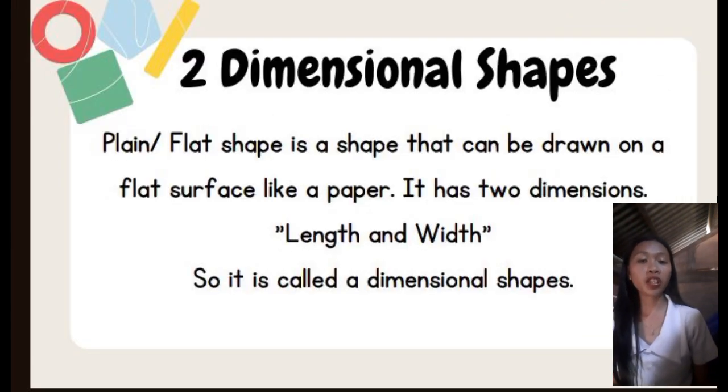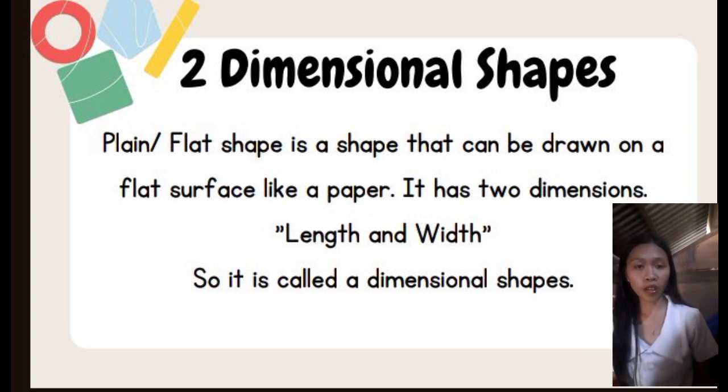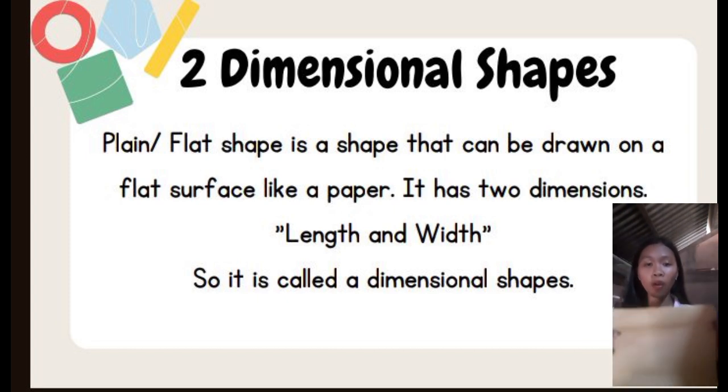A two-dimensional shape is a flat shape that can be drawn on a flat surface, like a paper, and it has two dimensions, which is the length and the width. The length is, think of it like a paper. The length is how long it is from the top to bottom, and the width is how wide it is from left to right. That is a length and the width.